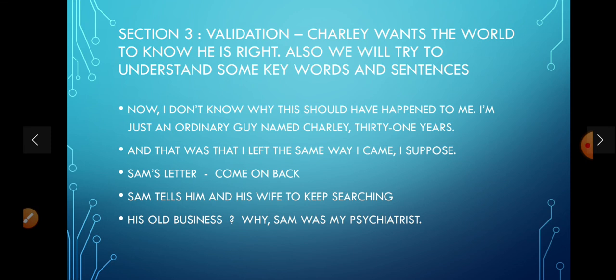The word "back": remember one thing, Sam's letter has been created by Charlie. It's Charlie's mind that has created the letter. Remember, the first day envelopes are supposed to be empty, but in Charlie's case, one of the envelopes had a letter, and that letter came from Sam.